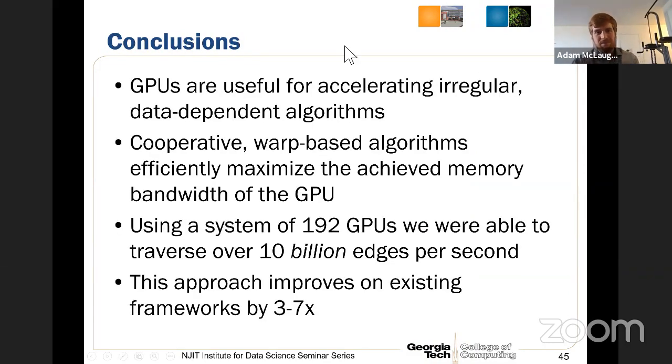So in conclusion, GPUs are very useful for accelerating irregular and data-dependent algorithms, in addition to things that are more standard like matrix multiplication and machine learning algorithms. Cooperative and warp-based algorithms efficiently maximize the achieved memory bandwidth of the GPU. Using a system of 192 GPUs, we're able to traverse over 10 billion edges per second, and that scales linearly. So even if we had more GPUs, we could have done even better. And this cooperative approach improves on existing highly tuned frameworks by anywhere from 3 to 7x.